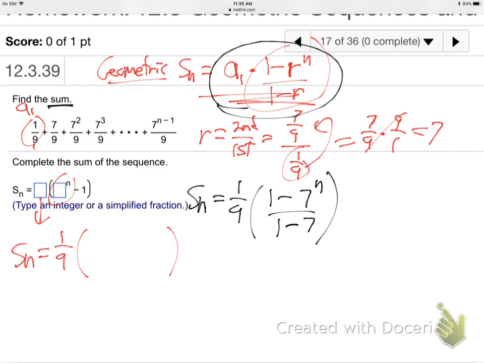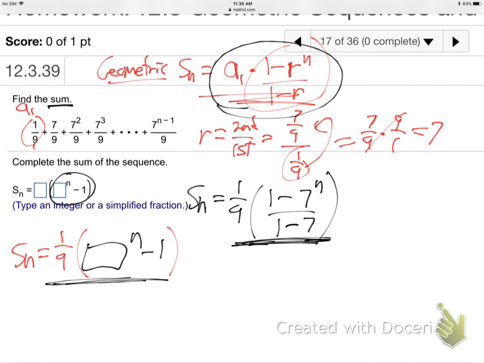Okay, now I need to make this look different so that it fits this format. It's got to have something to the n minus 1. How can I make this look like that without changing its true value? So a couple of steps. Let me help you with that. The bottom, just make that 1 minus 7. That's just negative 6, huh? And then just multiply 9 times negative 6. Since they're both in denominators, just multiply them together. So you get 1 over negative 54.